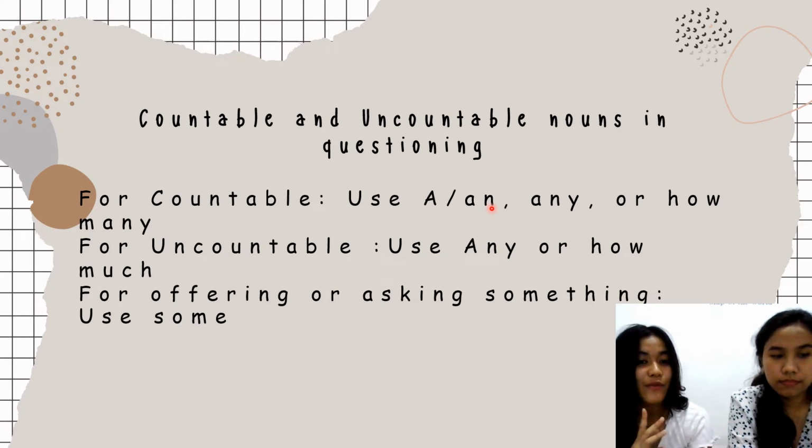But when we are offering something or asking for something, we normally use some. For example, do you want some chocolate? Or can we have some chairs, please? We also use some if we think the answer is yes. For example, have you got some glasses?